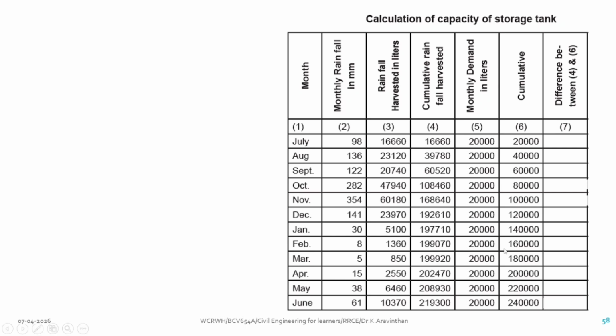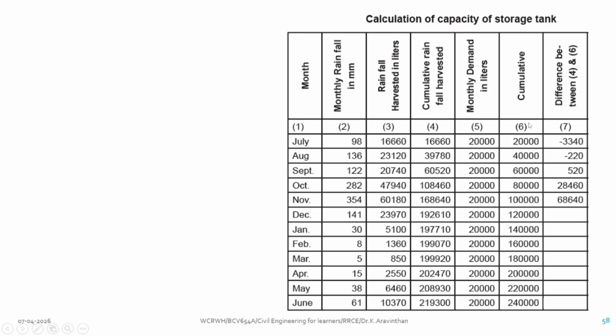Now the demand for this family is 2,40,000 liters. Now what is the difference here: this is the cumulative demand and this is the rainfall we are getting. So there is a shortage of 3,340 liters in the month of July. In August, the same way you can find the difference between these two. You will be getting minus 220 liters as the shortage. Like that, you can find the shortage for every month.